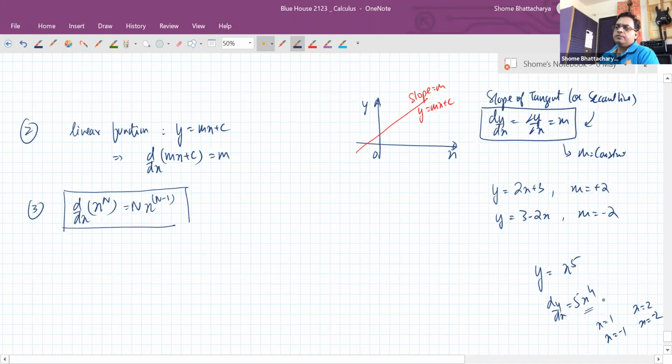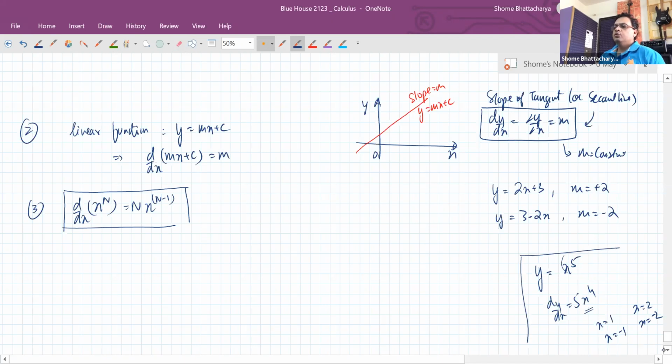Yes, sir. So any even power of x will give you that kind of symmetry: when we draw the slope of the tangent at some positive value of x and at the same value on the negative side, the slopes will be the same. So that's just a matter of symmetry.